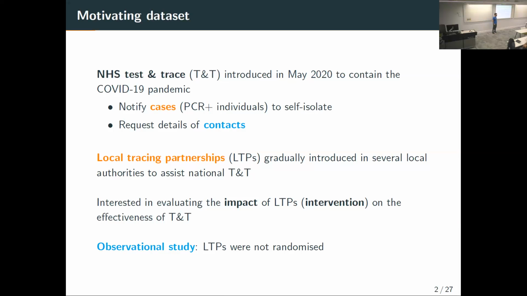The main challenge here is that this was an observational study. Who got the local tracing partnerships, and at what time they got them, was not randomized in any way. It depended on the interest and the resources that the local regions had to implement this intervention. So we need to be very careful when doing this evaluation, because there might be the usual problems associated with observational studies.